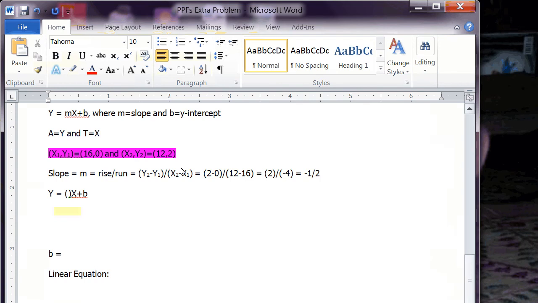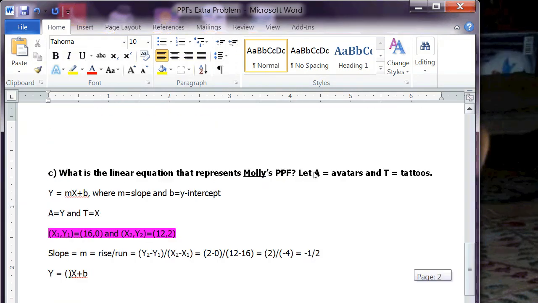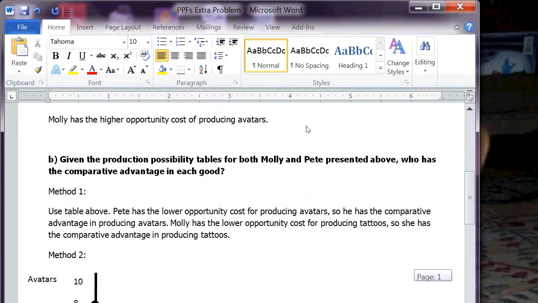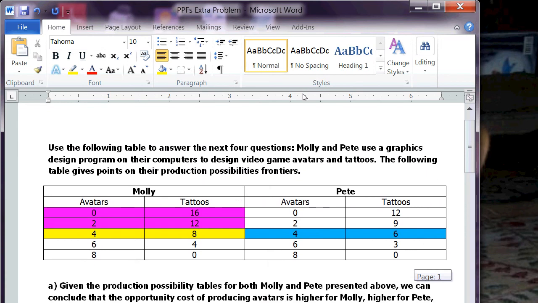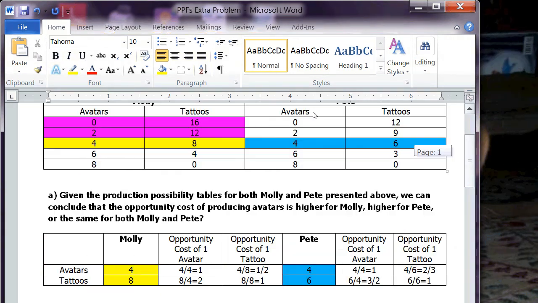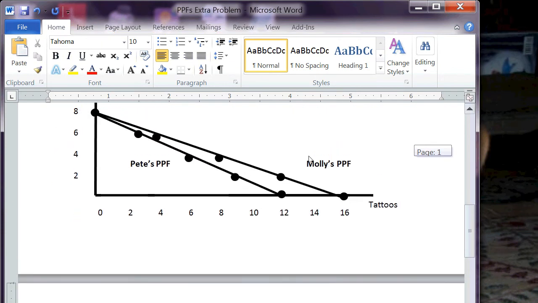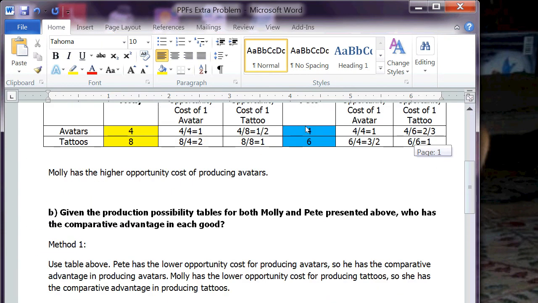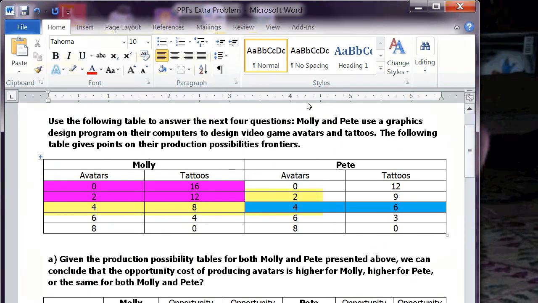To find our y-intercept now, there's two different ways we can do it. We could just go up and look at our original table, and you see that they've already given it to us. Our y-intercept occurs where x equals 0, and here x is tattoos, our horizontal axis. So when tattoos equal 0, Molly can produce 8 avatars. So technically we already know what our y-intercept is. It's given to us in the table.